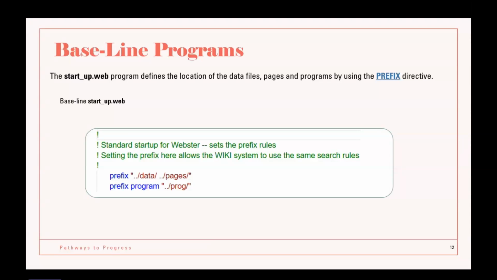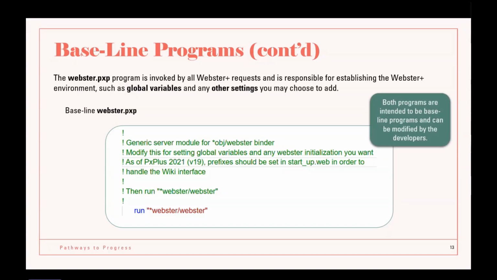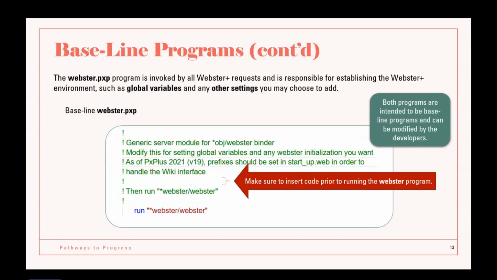When you look at those 2 programs that Webster created, the startup.web program defines the location of the data files and pages, and using the prefix directive, the location of the programs. The Webster.pxp program would be responsible for establishing the Webster Plus environment. Both programs are intended to be baseline programs, for items like global variables, system params, and any other settings you may choose to add. And finally, I probably don't need to tell you guys this, but be sure to enter your custom code prior to the run command for Webster. Otherwise, none of these presets are going to be executed.